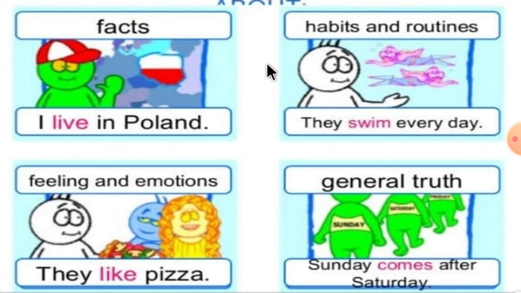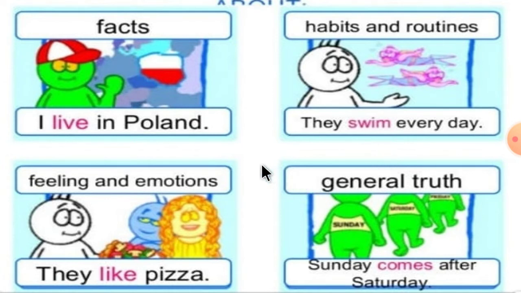So here: facts, habits and routines, feelings and emotions, and general truth. So my dear students, did you observe anything? We have seen 4 examples, but there isn't any use of am, is or are, the be verbs.